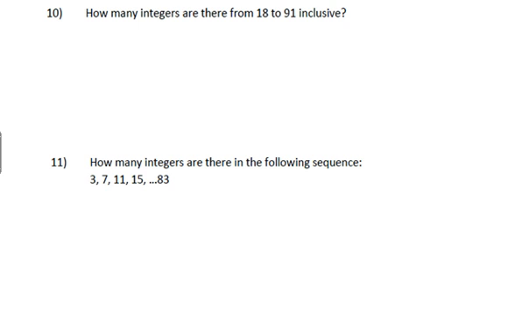So when I look at number 10, it says how many integers are there from 18 to 91 inclusive? An integer is just a counting number, and so the difference is 1. So we just do our formula. The last number, 91, minus the first number, 18, divided by 1, because since they're just integers, their difference is a common 1, so we don't really even have to divide by 1. And then at the end, we always add 1. So this is going to give me 73 plus 1, which is 74. So there are 74 integers from 18 to 91.